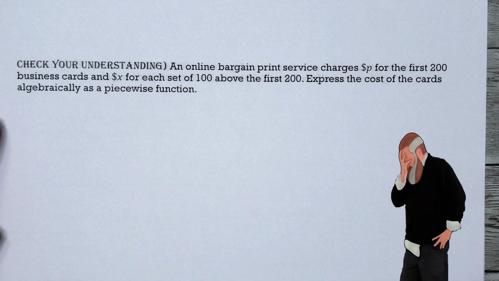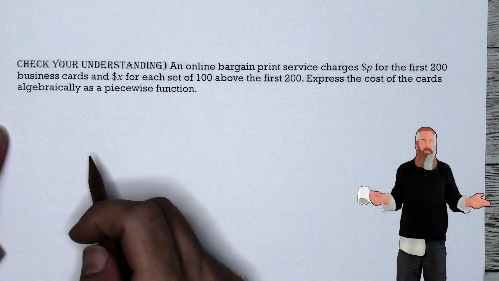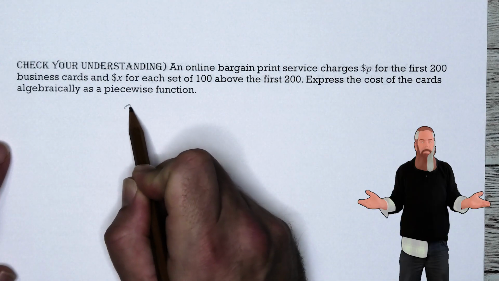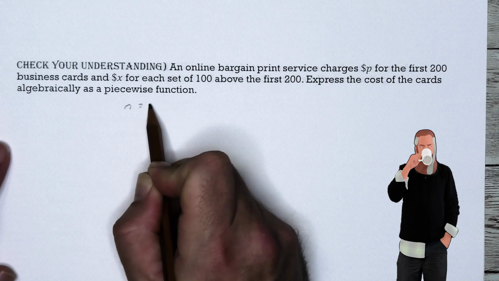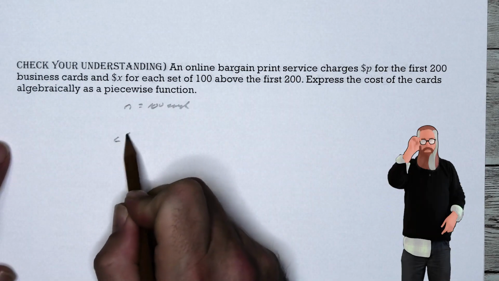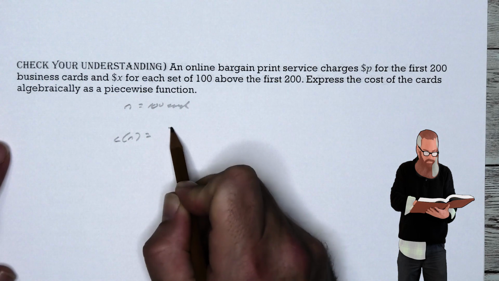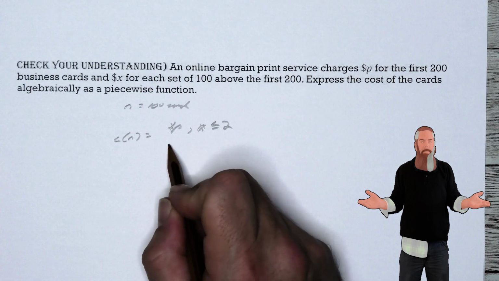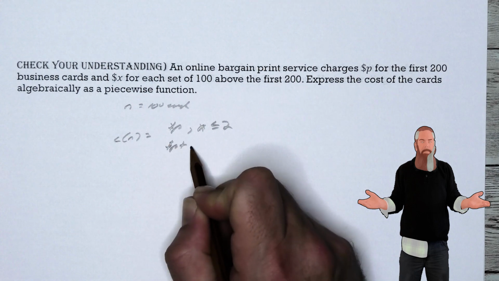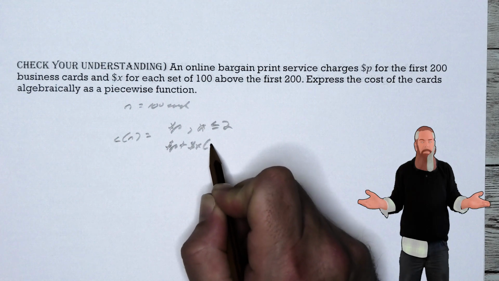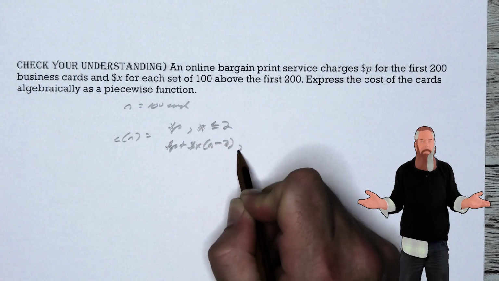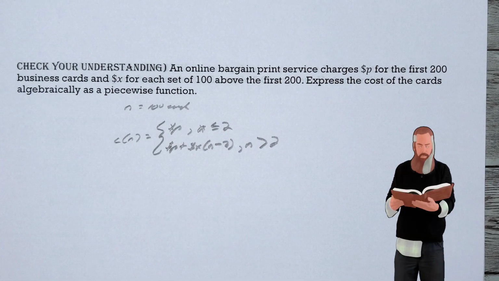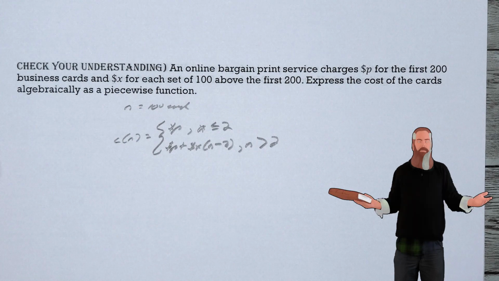So this starts out seeming a little confusing because it's using $P's and $X's instead of variables like we're used to. What we're going to do is simply say N represents our number of 100 cards. This way, the cost of N will be equal to $P when N is less than or equal to 2. It will then be $P plus $X times N minus 2 when N is greater than 2. It only looks confusing because it's not using the variables we're used to in algebra normally.